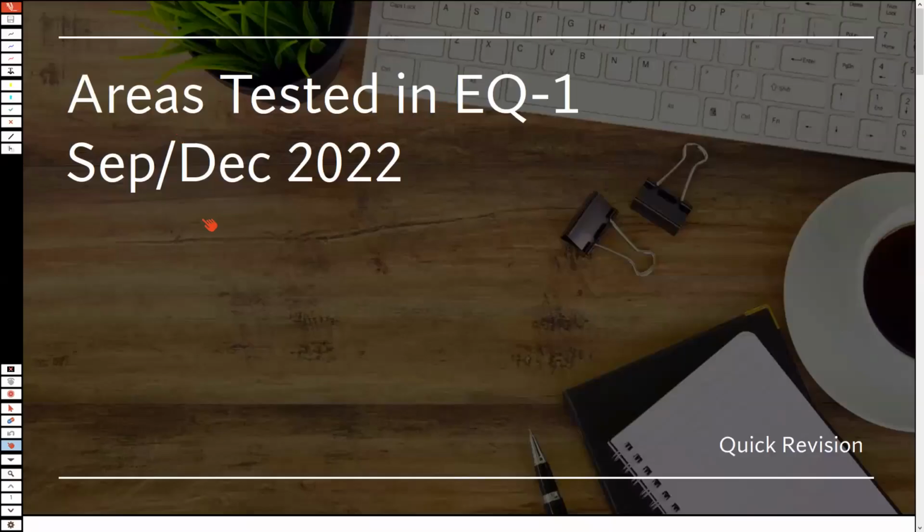So for the areas tested in exam question 1 of this attempt, we'll quickly revise the relevant areas. I would appreciate your active participation: if I ask any question and you know the answer, please share. It is going to be beneficial for all of us, because this workshop should not be one-way communication. You are going to sit in the exam, so I'm expecting active participation from all of you. Now, the areas tested in exam question 1 of the recent attempt.